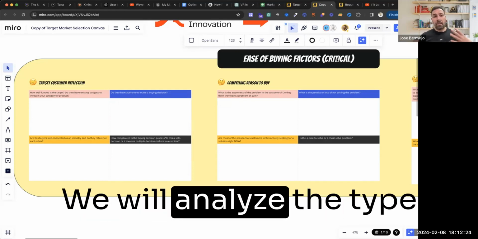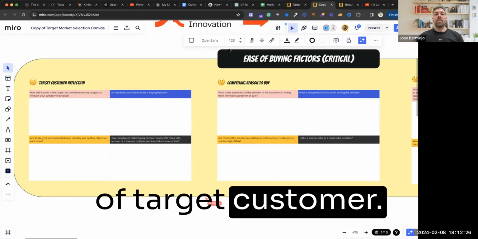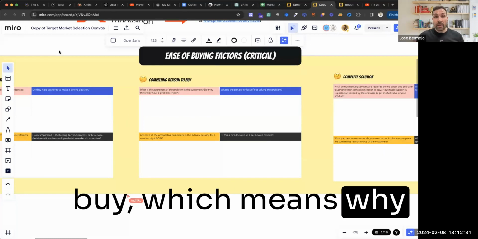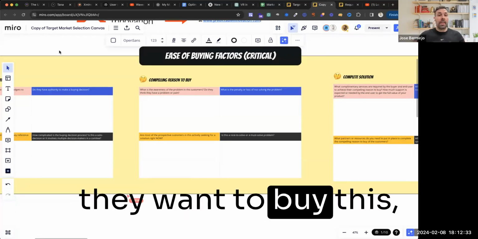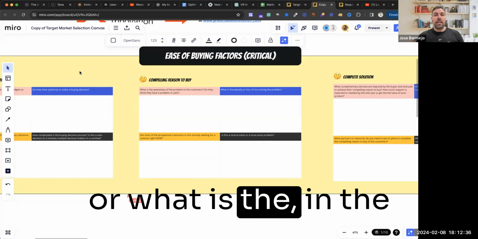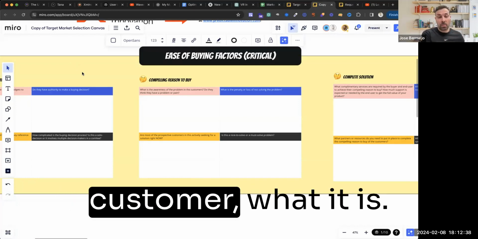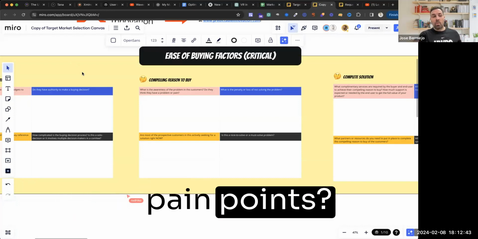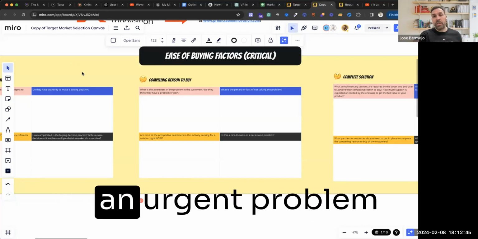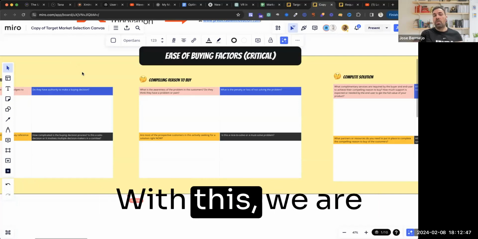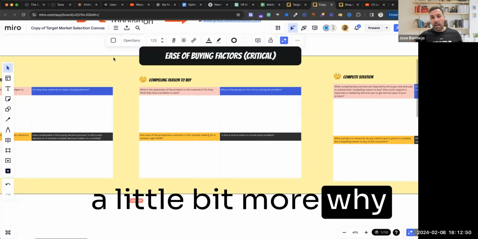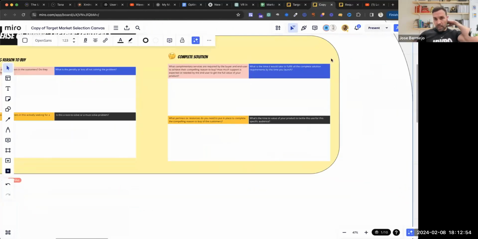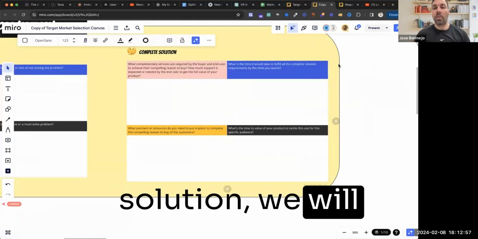We will analyze the type of target customer. We will analyze the compelling reason to buy, which means why they want to buy this, or, on the side of the customer, what's the problem, what are the pain points, what makes it such an urgent problem to solve for them. With this, we're going to understand a little bit more why they want to buy. And then the complete solution, we will go through the complete solution.